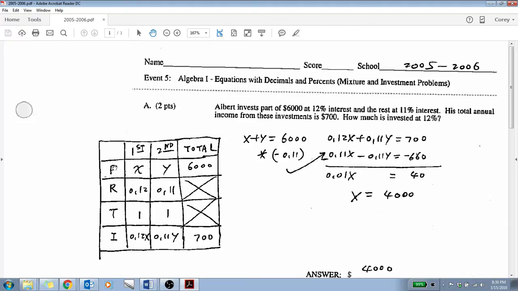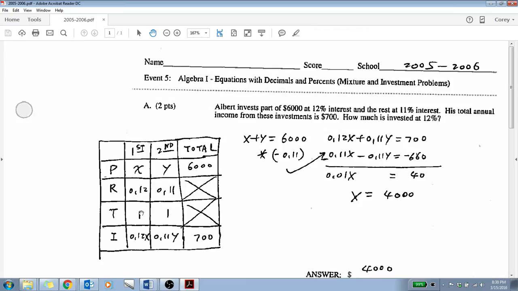So notice here I have a table made up where P is the principal, R is the rate, T is the time, and then I is the interest earned. Okay, so I have two investments. The first one is at a rate of 0.12. The second one is at a rate of 0.11. So when I fill in this chart, I have this right here.